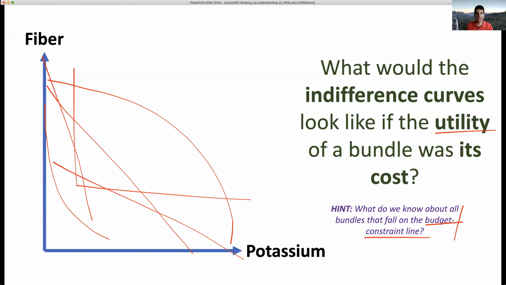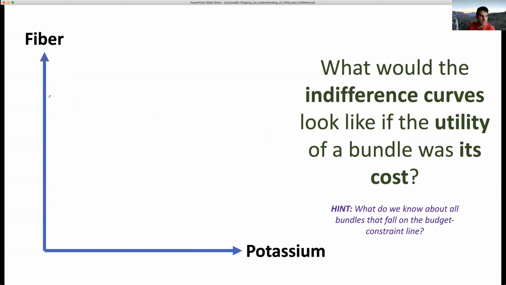Okay. So yeah, while I'm sharing separately, does anybody have thoughts that they would like to share about what shape they think these indifference curves will be? I have a guess for the cost one. Okay. My guess would be just a straight line from fiber to potassium? A straight line like this one? Yeah. Okay. I think this is on the right track of thinking for sure.